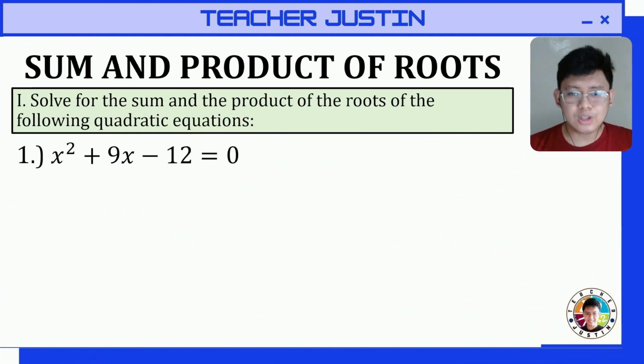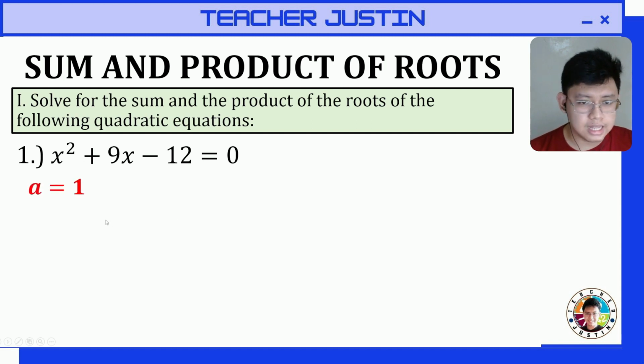Alright, let's solve for the sum and product of the roots of this quadratic equation, x squared plus 9x minus 12 is equal to 0. So, ang first step natin is to write our quadratic equation to standard form. Now, since naka-standard form na siya, let's identify the values of a, b, and c. So, yung a natin is 1, b is 9, and c is negative 12.